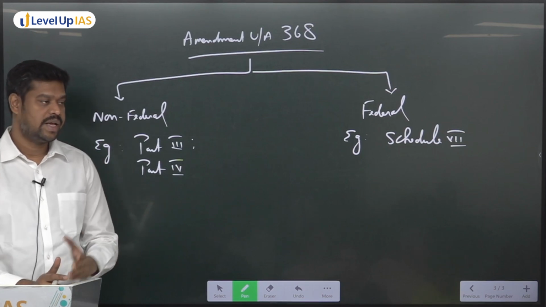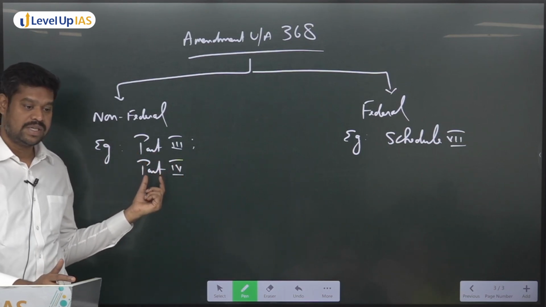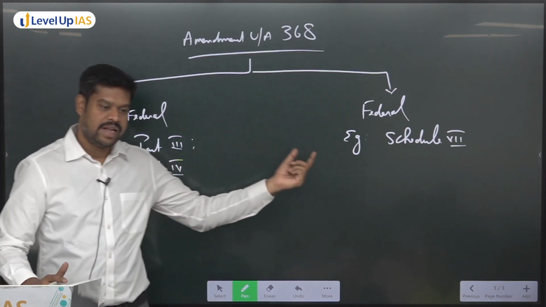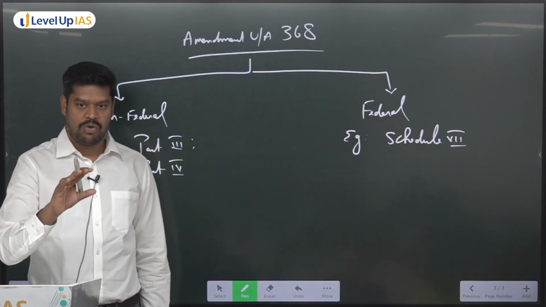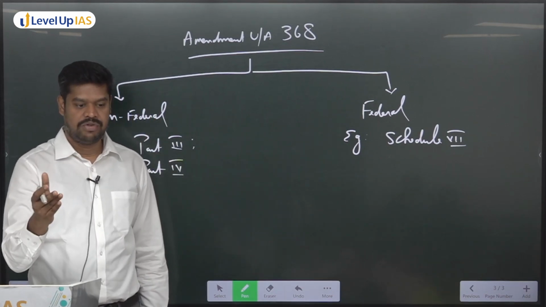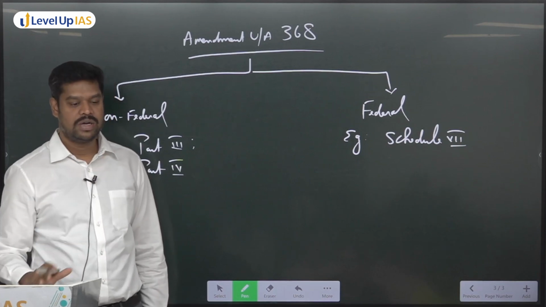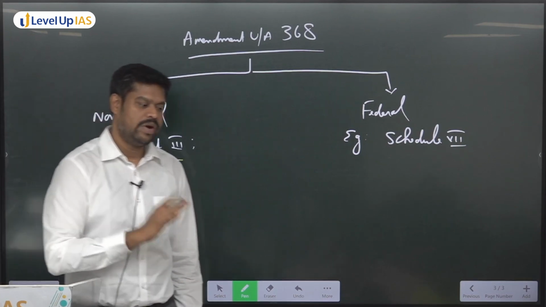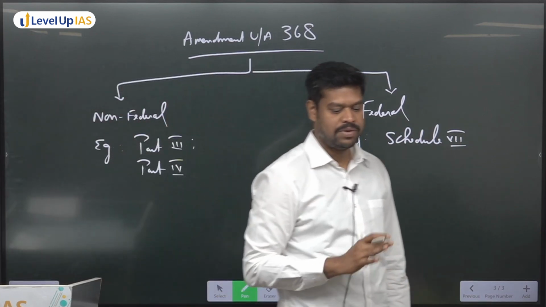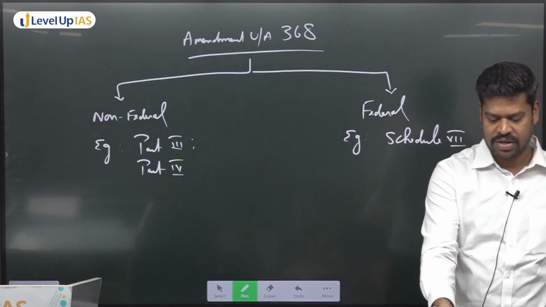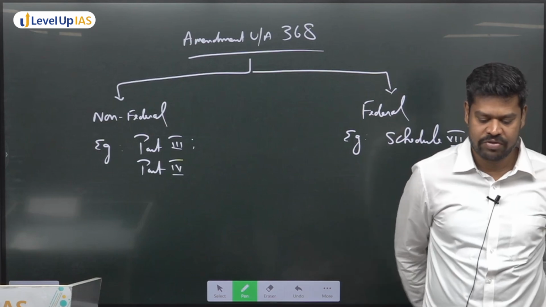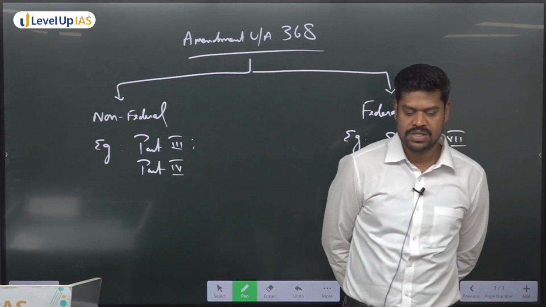However, in case of non-federal provisions, it requires a simple special majority. In case of amendment to the federal provision, it requires a separate special majority. How you calculate the special majority is a little different. But in both cases, it is called special majority. Now let us try to understand what is the special majority that is required. This is the definition of federal and non-federal given in the handout. Otherwise, you can just make a note of that alone. Before I proceed further, just make a note.